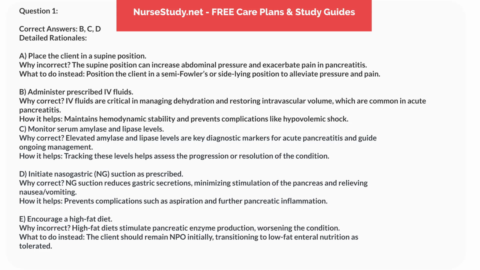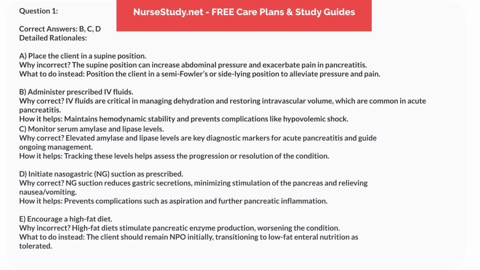Detailed rationales. A. Place the client in a supine position. Why incorrect? The supine position can increase abdominal pressure and exacerbate pain in pancreatitis. What to do instead: position the client in a semi-Fowler's or side-lying position to alleviate pressure and pain. B. Administer prescribed IV fluids. Why correct? IV fluids are critical in managing dehydration and restoring intravascular volume, which are common in acute pancreatitis. How it helps: maintains hemodynamic stability and prevents complications like hypovolemic shock.